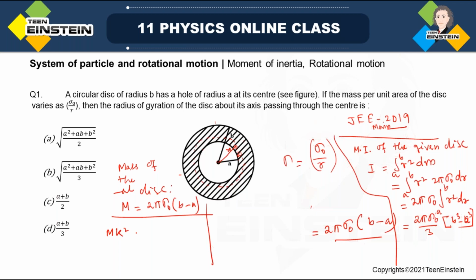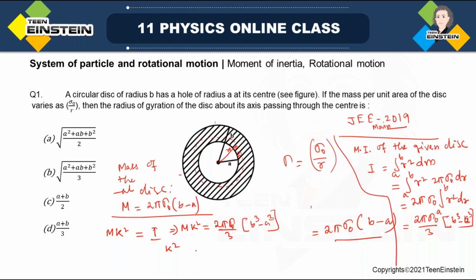Then m k square is equal to m r square by 2 for a disk, that we know. Or in this case, we can use the I that we have got from here. So if we go with this, it implies m k square is equal to 2 pi sigma naught by 3 times (b cube minus a cube).